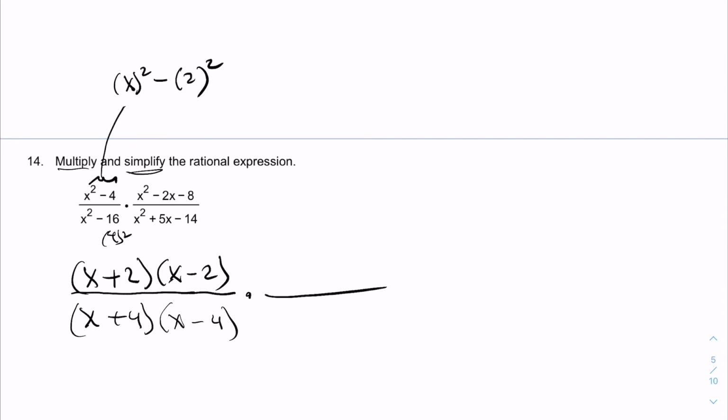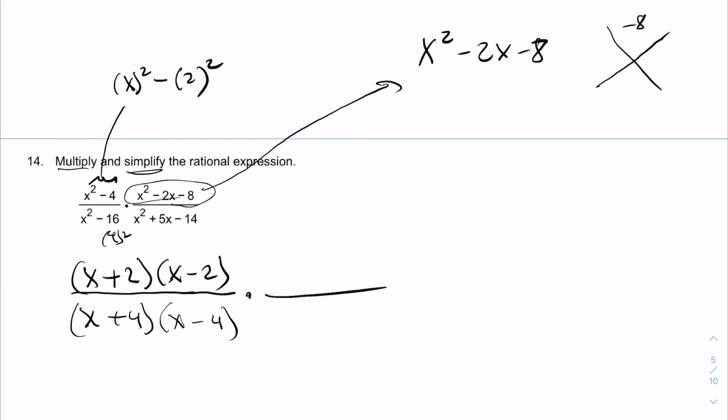Now what about this one right here? That is x squared minus 2x minus 8. What two numbers multiply to negative 8 and add to negative 2? Well, how about negative 4 times 2 is negative 8, and negative 4 plus 2 is negative 2. So this just factors down to x minus 4 times x plus 2.